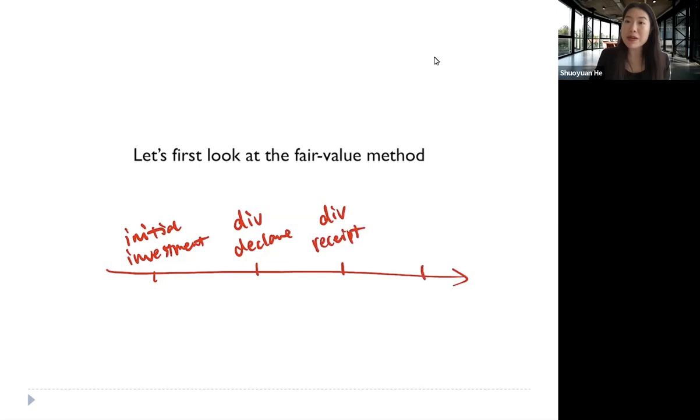And then the last major event is, what if at the end of the financial reporting period, there's a change in the fair value of the investee? So the questions for accountants are, what do we do under each of those situations? Specifically, what journal entries do we make?